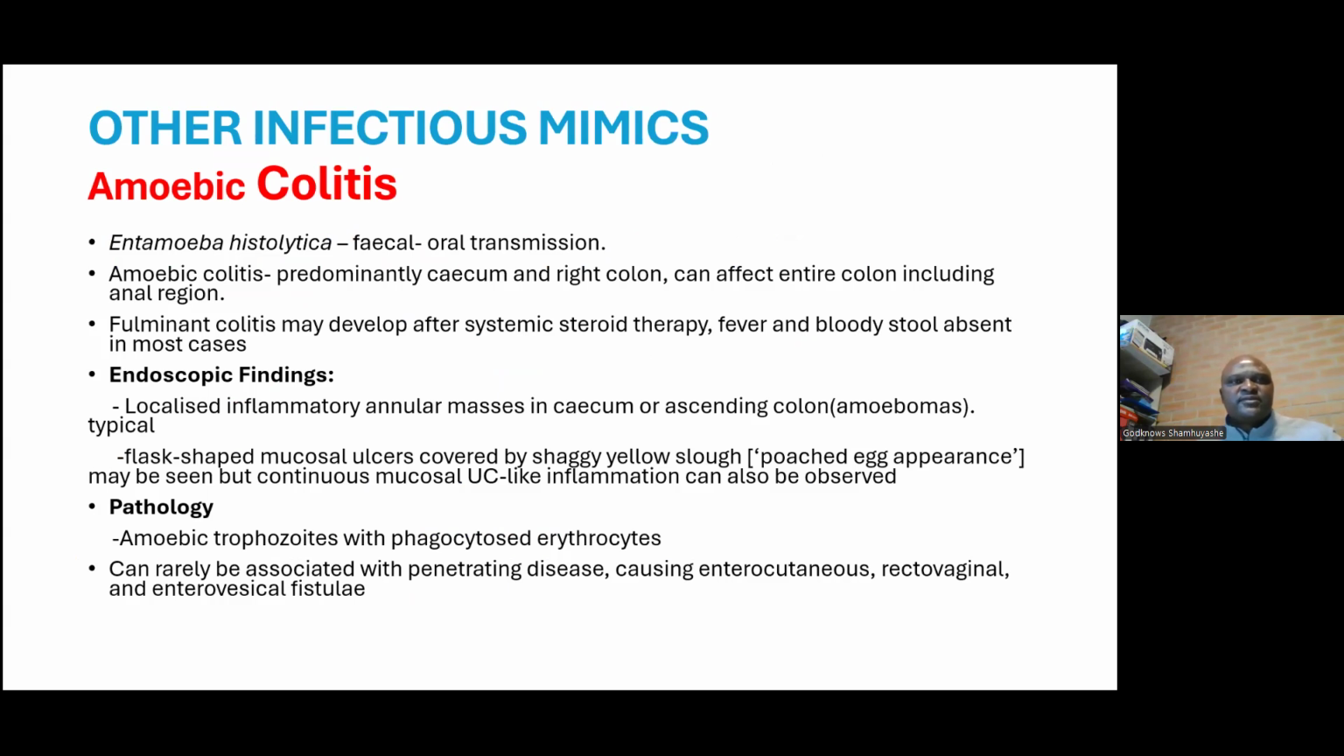So moving to other infectious mimics, we have amoebic colitis from Entamoeba histolytica, and it predominantly affects the cecum and right colon, but it can affect the entire colon, including the anal region. Patients can present with fulminant colitis, and it can usually develop after systemic steroids, and they have fever; bloody stool is absent in most of the cases. And on endoscopic findings, you'll find that patients have localized inflammatory annular masses in the cecum or ascending colon, typical of amoebomas. And also they can have flask-shaped mucosal ulcers covered by a shaggy yellowish slough. And also pathologically, you can find amoebic trophozoites with phagocytosed erythrocytes. And it can rarely be associated with penetrating disease causing enterocutaneous, rectovaginal and enterovesical fistula.